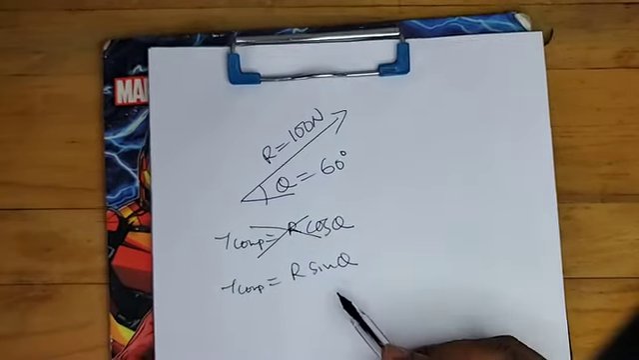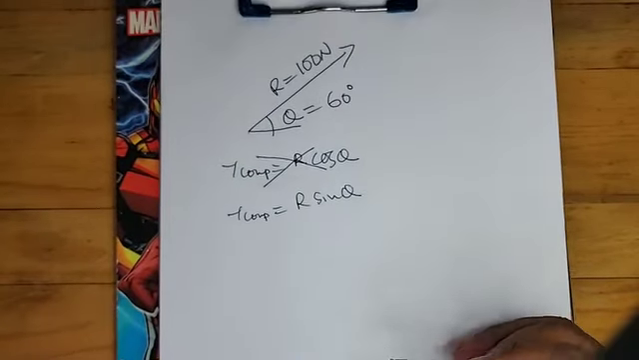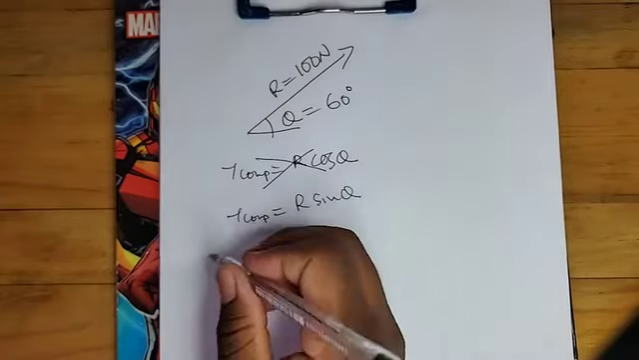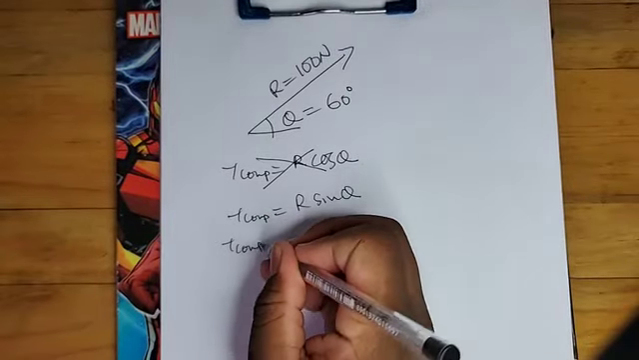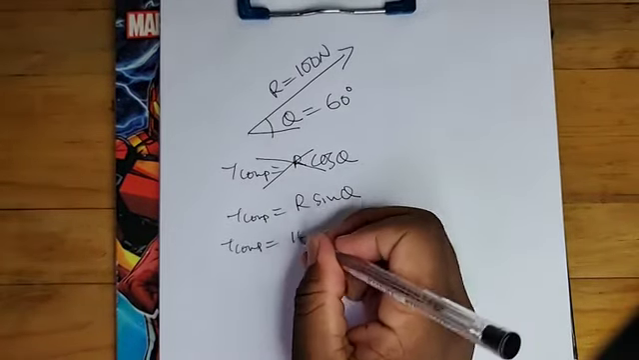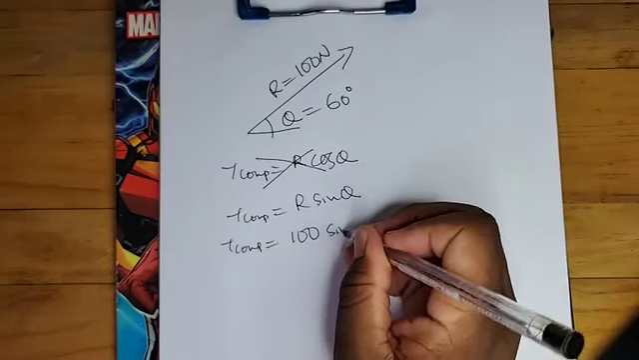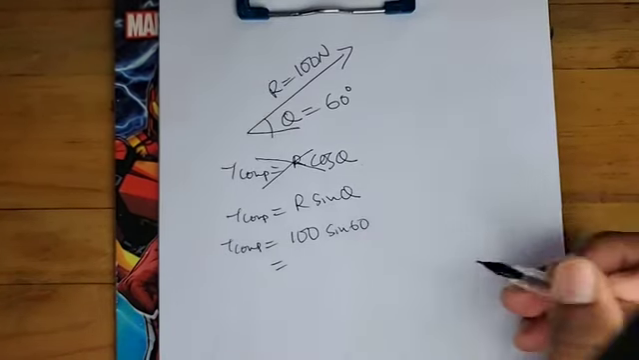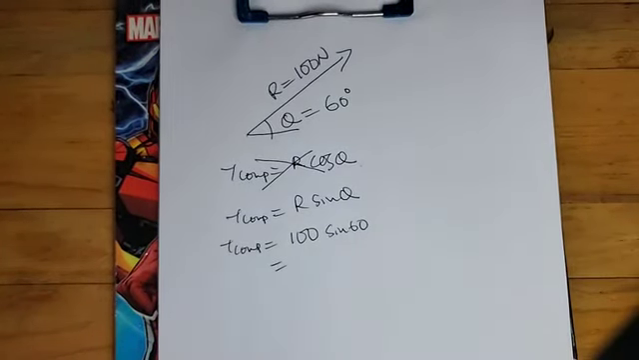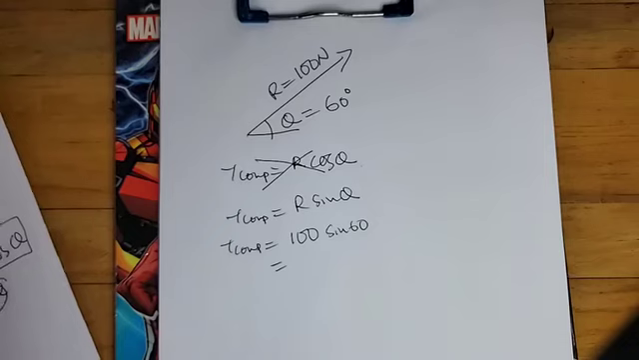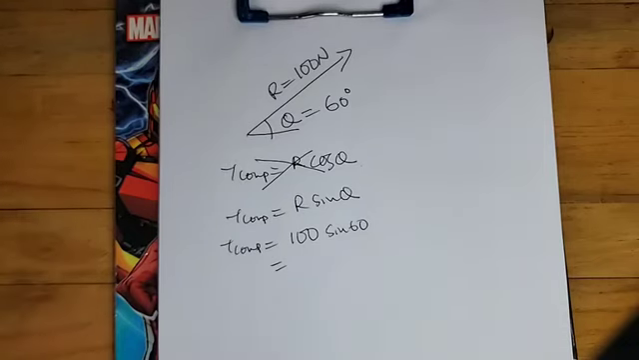So all we have to do now is just plug in our r and plug in our theta. So the y component for the vector shown above, the resultant, is 100 sine 60. Those of you with calculators, what will 100 sine 60 give us?